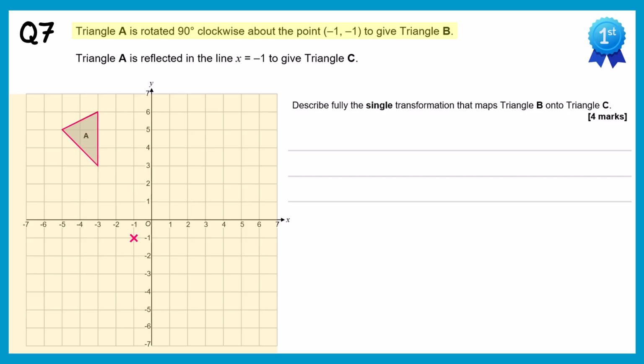I would then place my pen or pencil on the cross and turn the tracing paper a quarter turn in a clockwise direction, like this. So this is where shape B will end up.